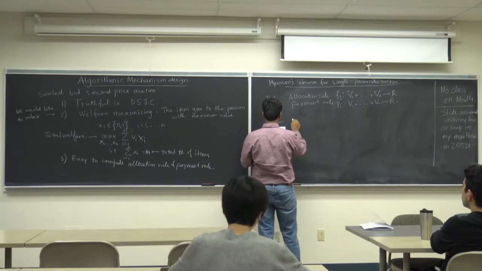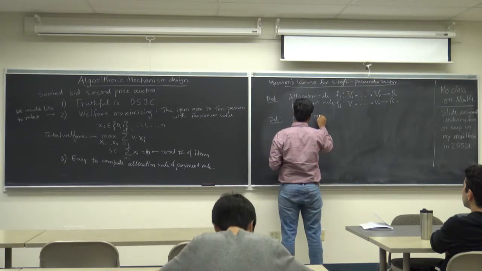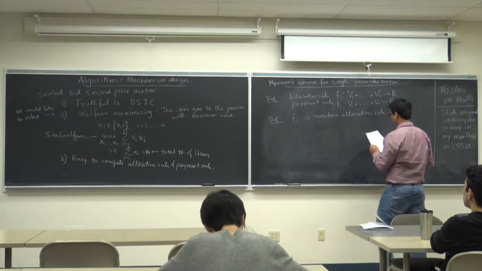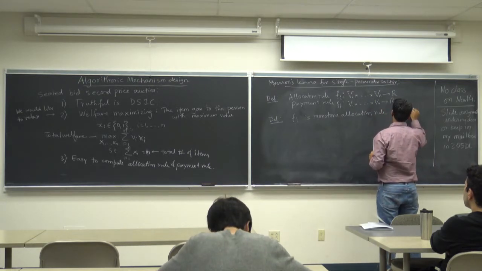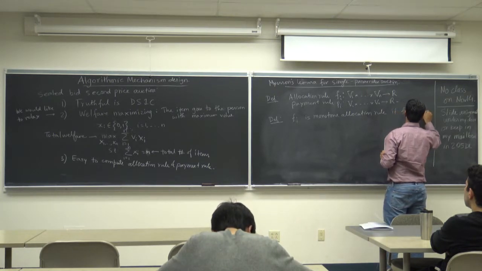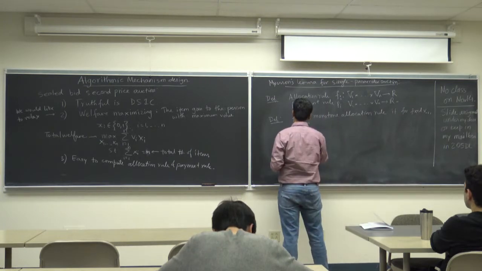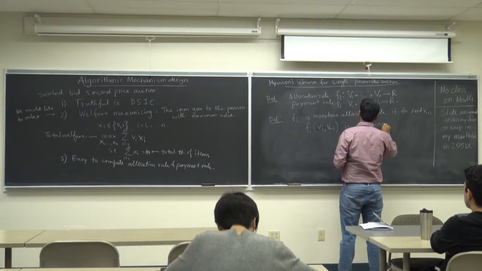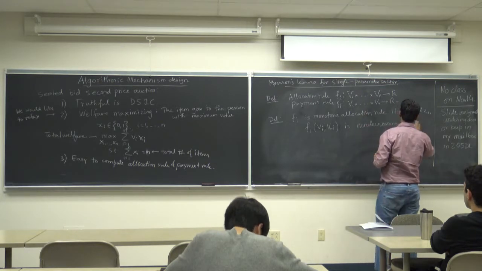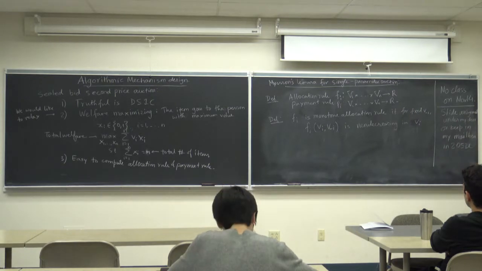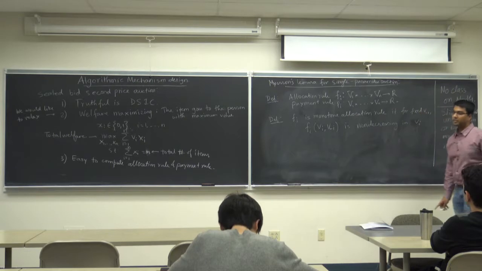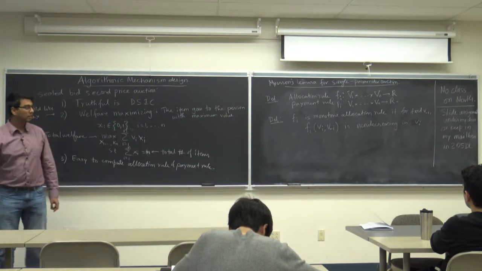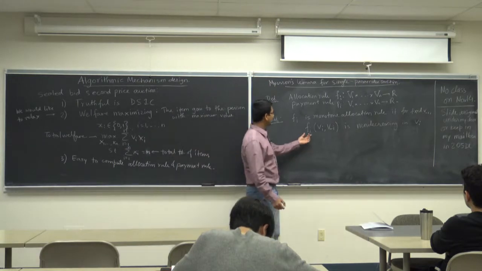So the next definition is: Fi is a monotone allocation rule if for fixed V minus i, Fi(Vi, V minus i) is non-decreasing in Vi. So I'm assuming that all other players' bids, V minus i, are fixed. And if I increase my bid, then I should be allocated more items.